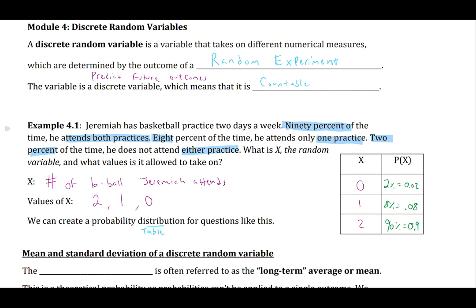Now, one thing about this discrete random variable and these probability distributions is that the probabilities must all add up to 1. So if we do 0.02 plus 0.08 plus 0.9, we will get 1.0. So we always have to confirm that our probability distribution adds up to 1.